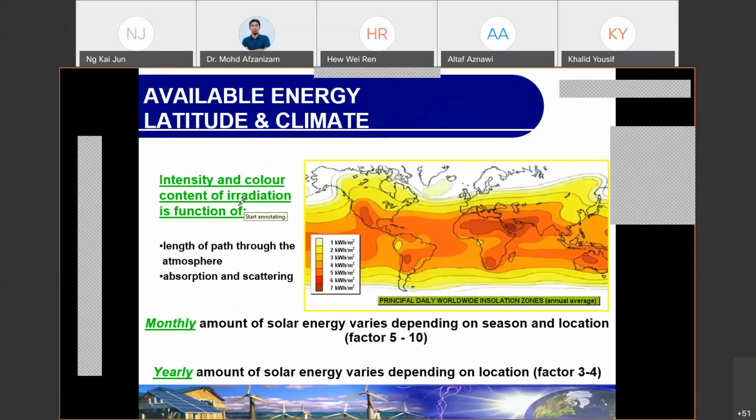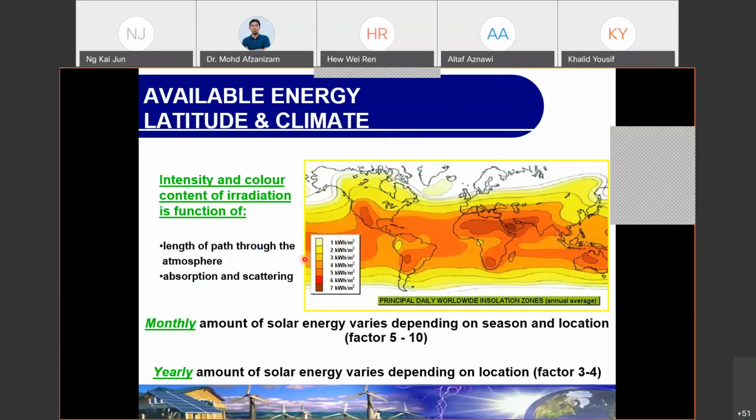The intensity and color content of irradiation is a function of length and pass through the atmosphere, absorption and scattering. So where is Malaysia? Malaysia is over here. It's slightly in the range of 3, 4, 5, maybe 3, 4.